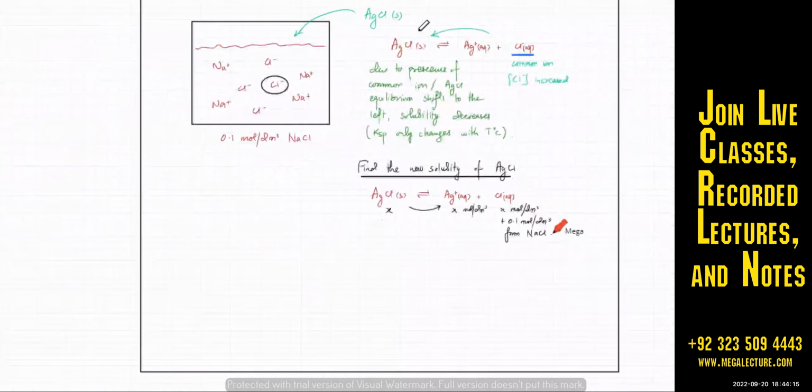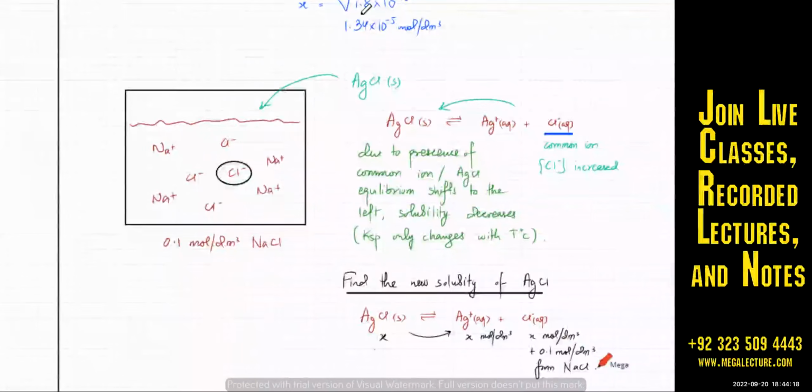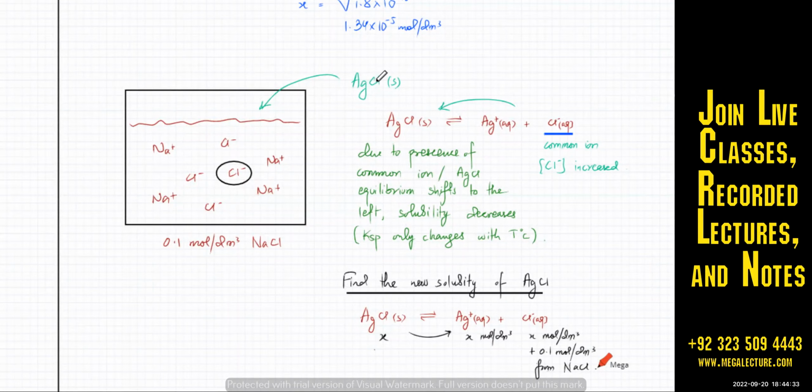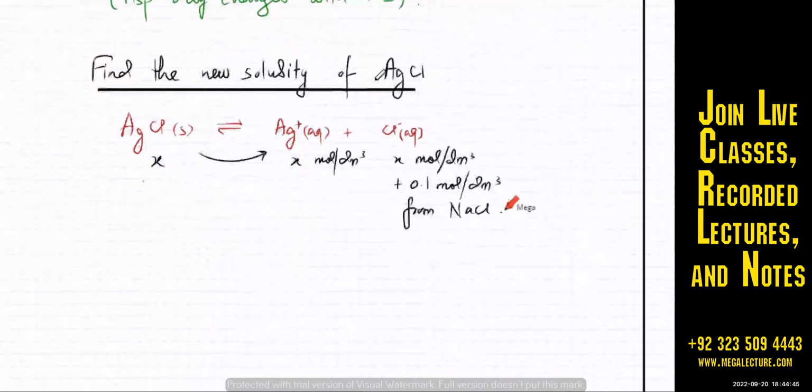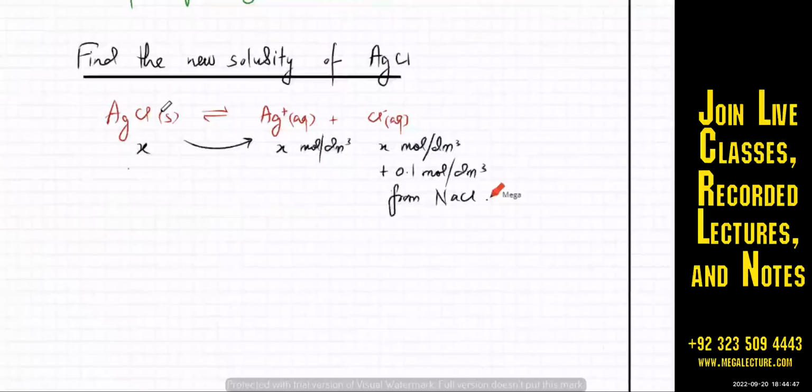ऐसी भी है ना कि I'm trying to dissolve AgCl in a solution that already contains 0.1 mole per dm cube NaCl. तो उसमें Cl ions की concentration क्या होगी? It's already 0.1 mole per dm cube, right? And when I mix AgCl into it, a small amount of AgCl will also dissolve. So some small quantity of Cl ions will come from AgCl as well. See, is this part clear? Okay, I'm trying to mix AgCl in a solution that already contains NaCl.